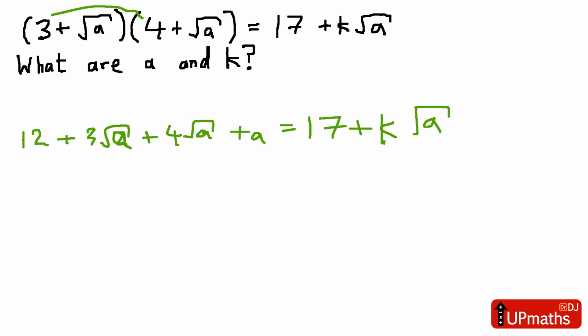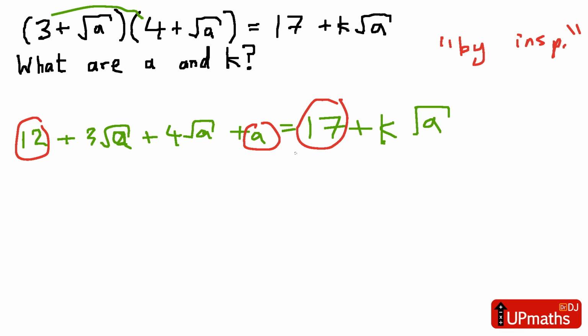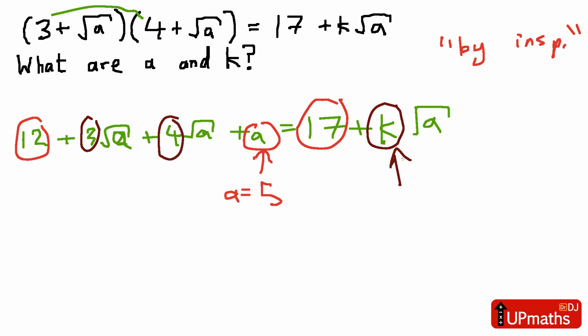Oh, I can now solve this by inspection. A is just a number, 12 is a number, 17 is a number, that's got to be 5. Has to be, in order for the two sides to be the same. And k root a has to be the same as 3 root a and 4 root a, so that means that k equals 7.